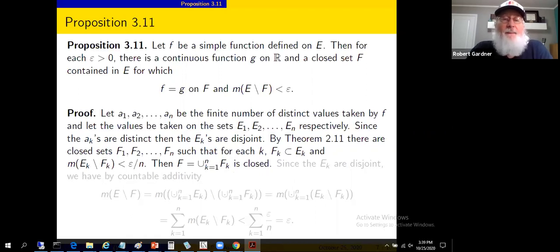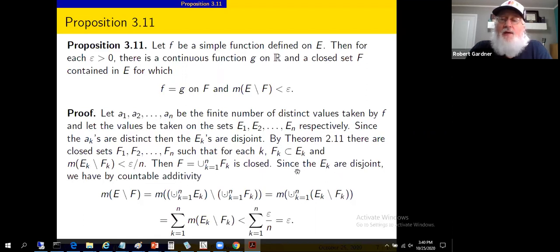Okay, so here's where we are. The domain of this simple function is set capital E. We've partitioned E into these pieces, E1 through E sub n. Inside each piece, we found a little closed set F sub k. We've taken the union of those F sub k's, a finite union. A finite union of closed sets is closed. So F is a closed subset of set E. So we found the closed set. It's got the right topological properties. We need to check the measure properties, and we need to do something about defining this function G.